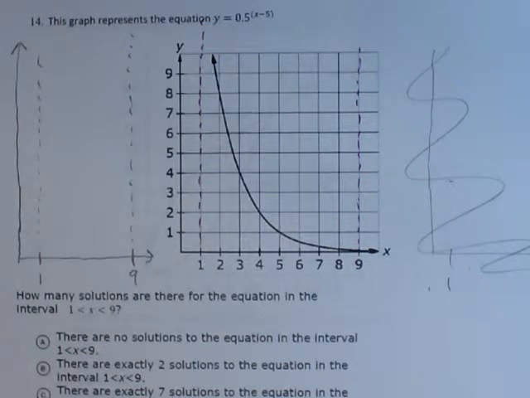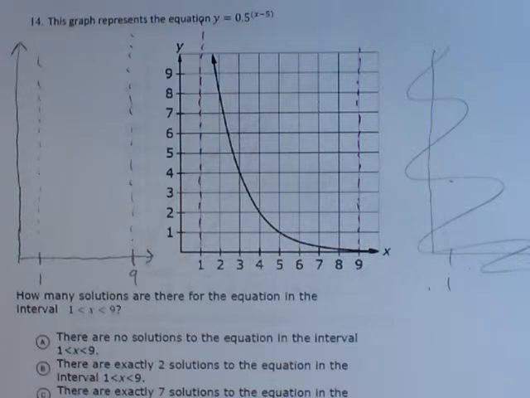Number 14, this graph represents the equation y equals 0.5 to the quantity x minus 5. So here we have an exponential decay function. It asks us how many solutions there are for the equation in the interval from x between 1 and 9. Okay, so this problem looks really difficult, but it's actually pretty easy.